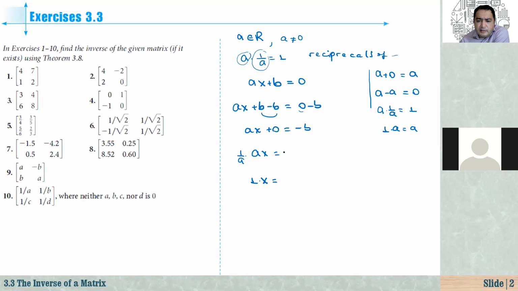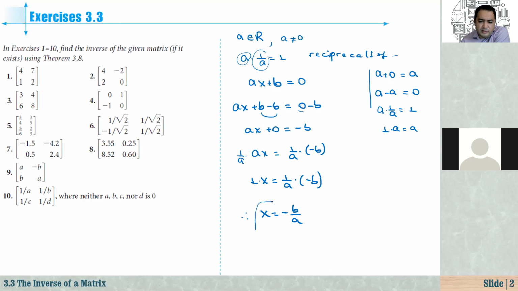Here we have 1 over a times, and here we have negative b. Now, 1 over a times a is x, so here we have 1 over a times negative b. And 1 over a times a, again, by this property is just equal to x, and I can simplify this. I can multiply this, and that is equal to negative b over a. So now we got the answer. That is the solution of x.